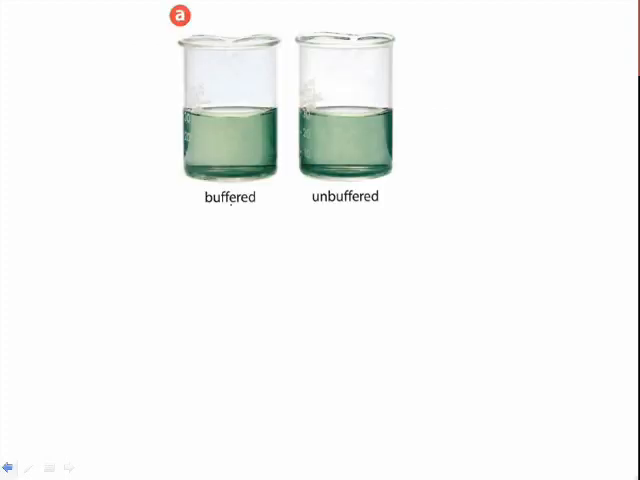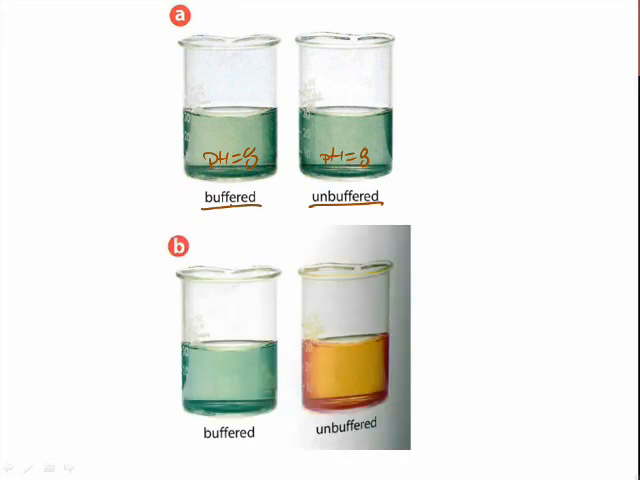Right, an example of a buffered system. Here we have two bases. The pH is about 8 on both of them. They're identical. And so we're going to add some acid and see what happens to the buffered solution and the unbuffered solution. In the buffered solution, we added some acid and the pH basically stays the same. It resisted the changes to the pH. But when we added acid to the unbuffered, it quickly changed, and now this pH is about 3. So the buffer basically protects the system from pH changes.